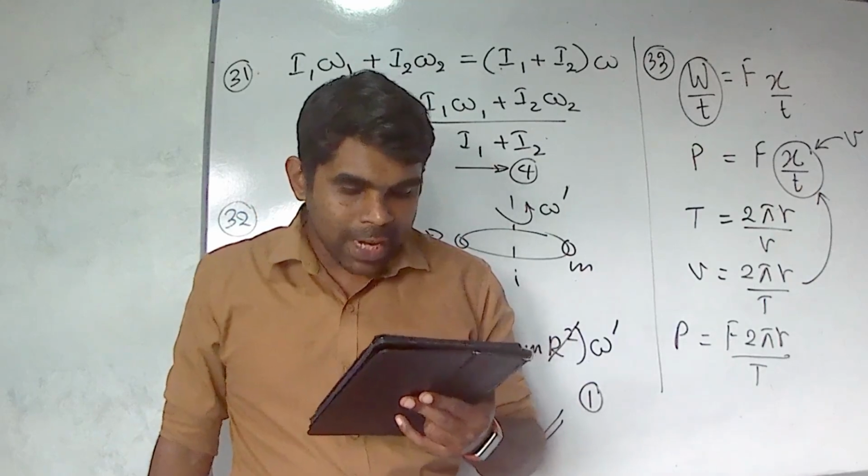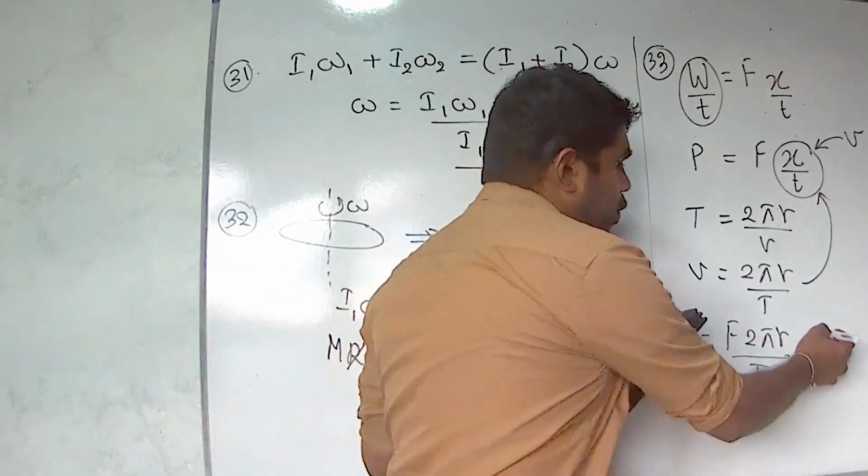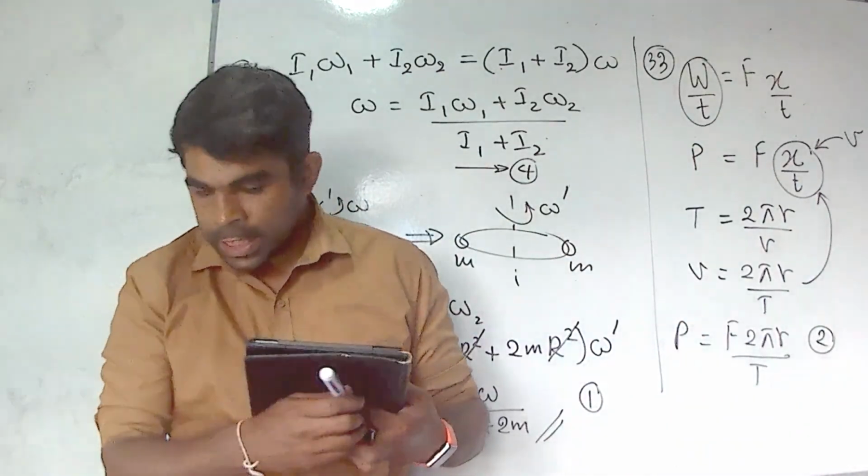F into 2 phi r divided by t. Then the answer is 2 for question number 33.